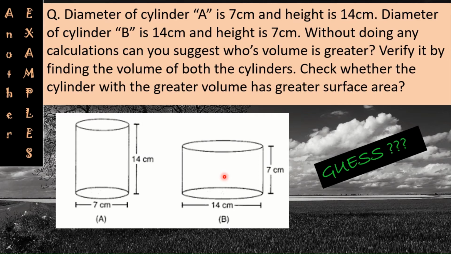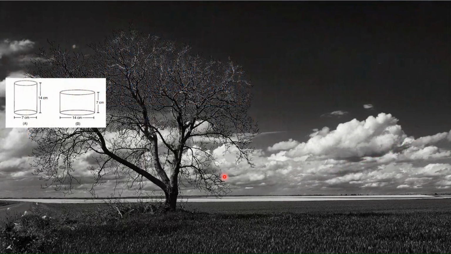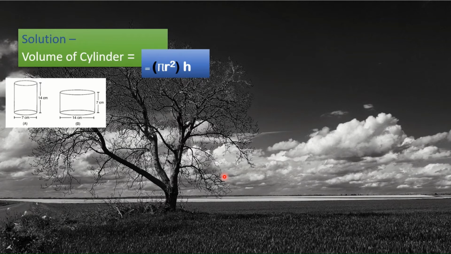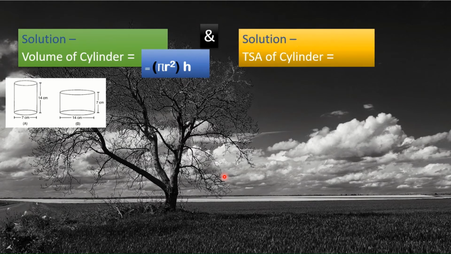Calculate it also. First guess and then calculate. Let's see. What is the formula for the volume of cylinder? Yes, it is pi r square h. And what is the formula for the total surface area of cylinder? Yes, it is 2 pi r h plus 2 pi r square. So, if your guess was that cylinder B is greater in both the things, your guess is correct.